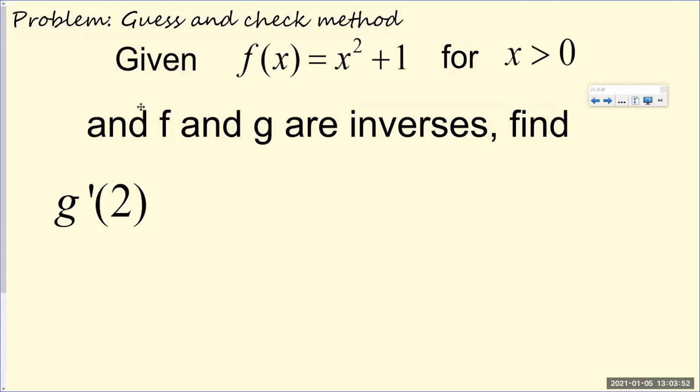You have a problem that looks like this. Do you guys see it? We didn't do it yesterday, okay, and let's do it today. Now this only works if f and g are inverses. All right, so here it does say f and g are inverses.